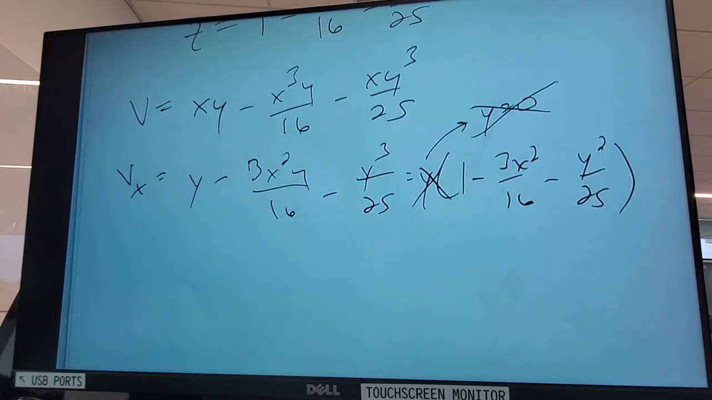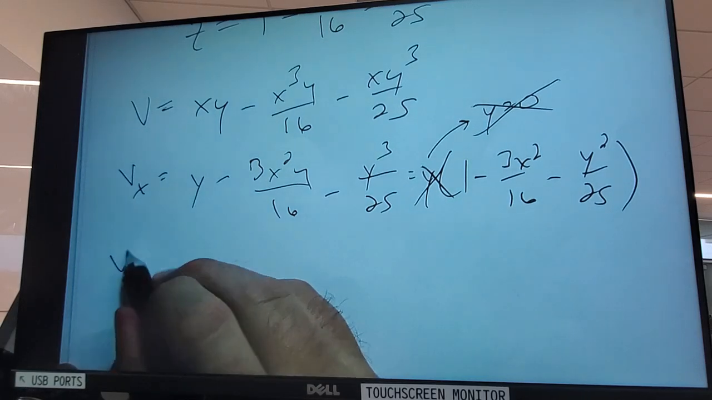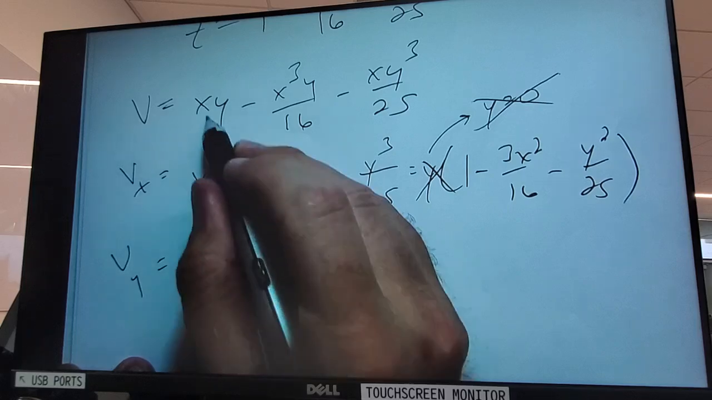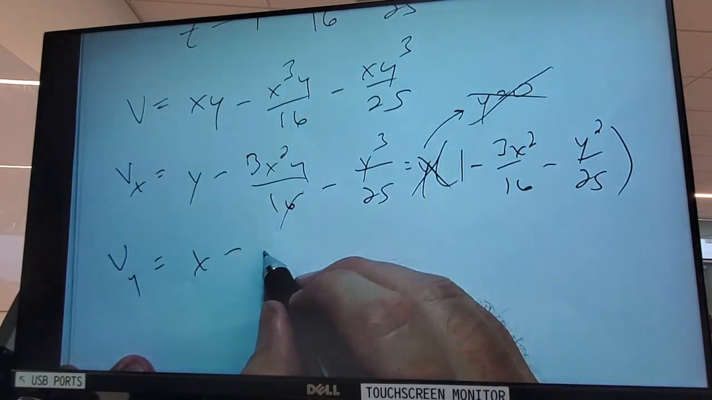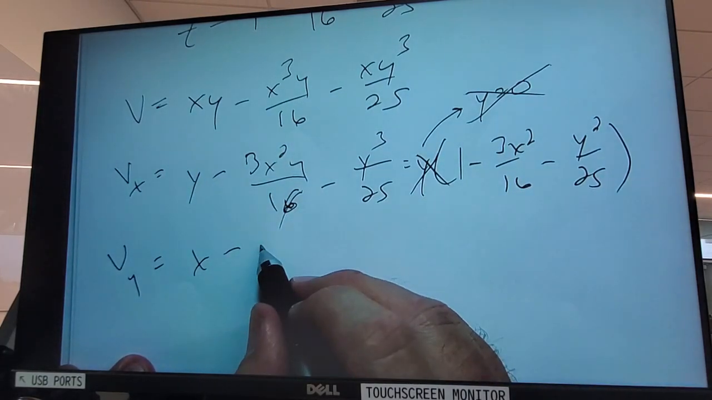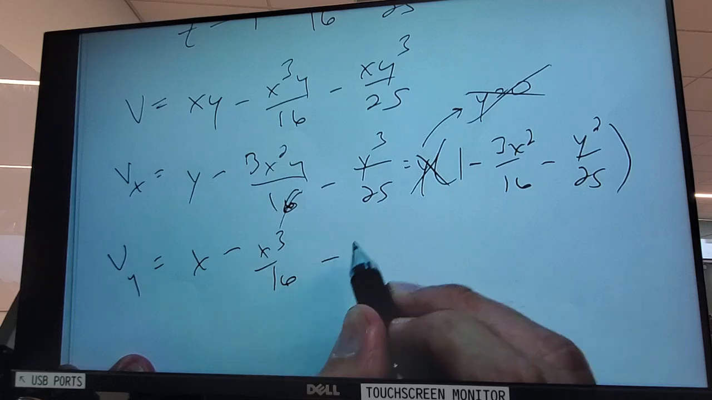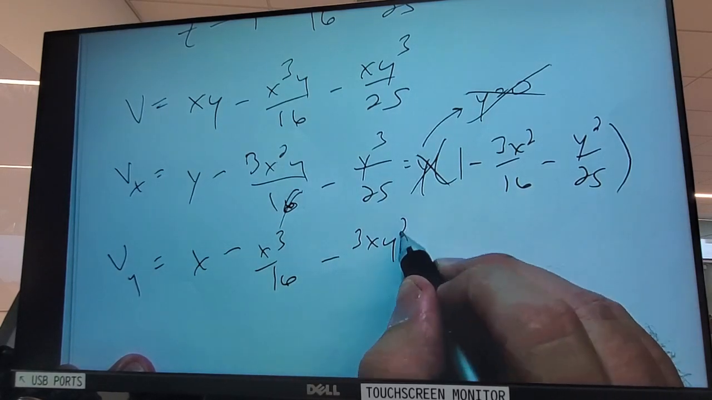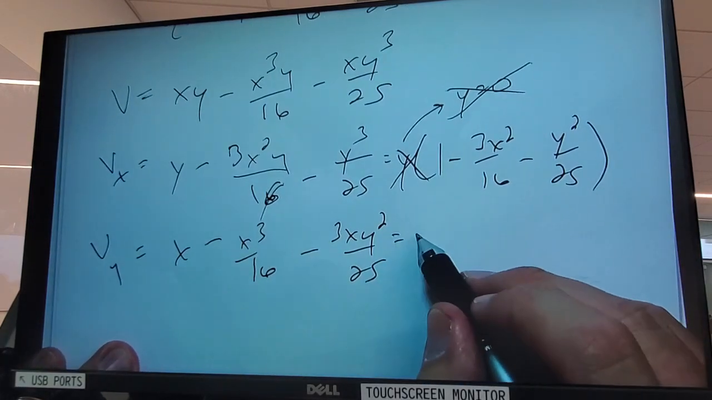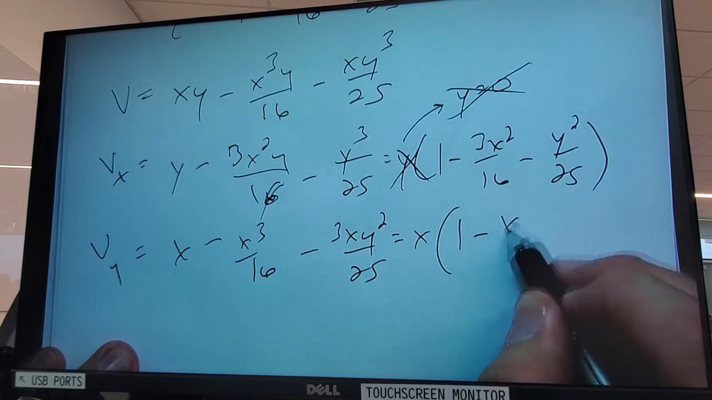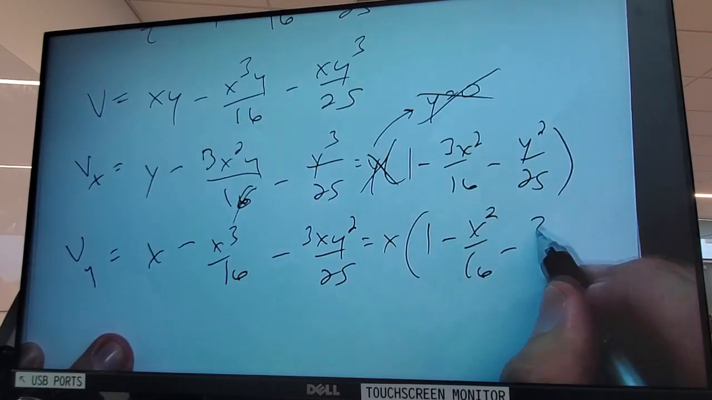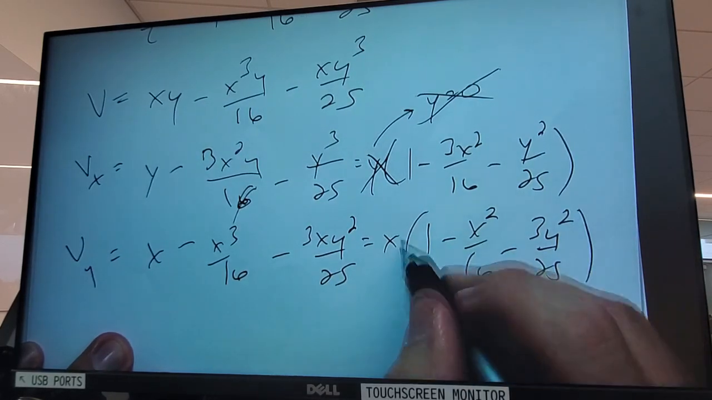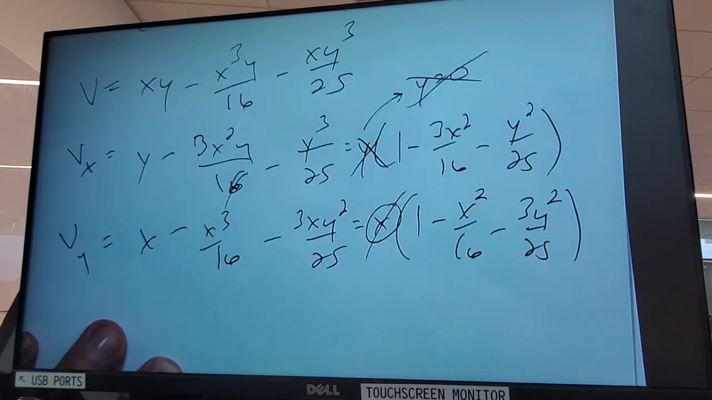That leads to a nonsense answer. Well, it leads to the minimum volume, right? Vy is going to be x minus... You can solve for x the same way. And again, this can't be 0, so I can just ignore it.